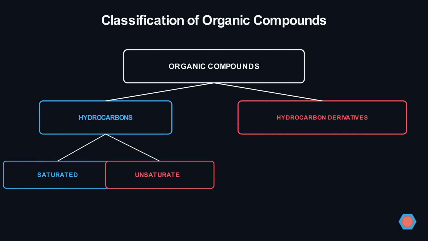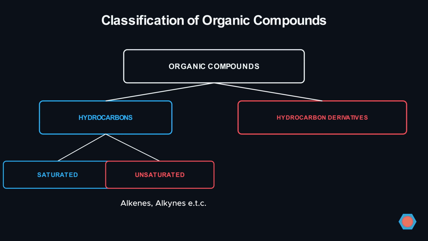The hydrocarbon organic compounds are further divided into two: the saturated and the unsaturated hydrocarbons. An example of the saturated compound is the alkane, and the unsaturated hydrocarbon is a compound that contains one or more double bonds.